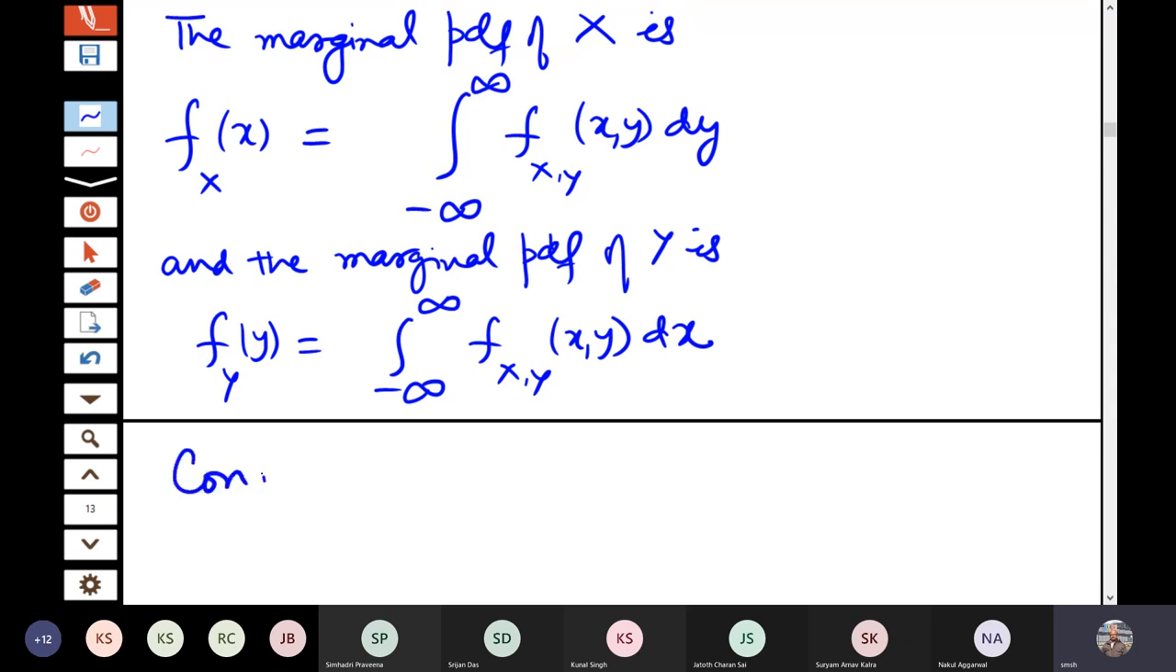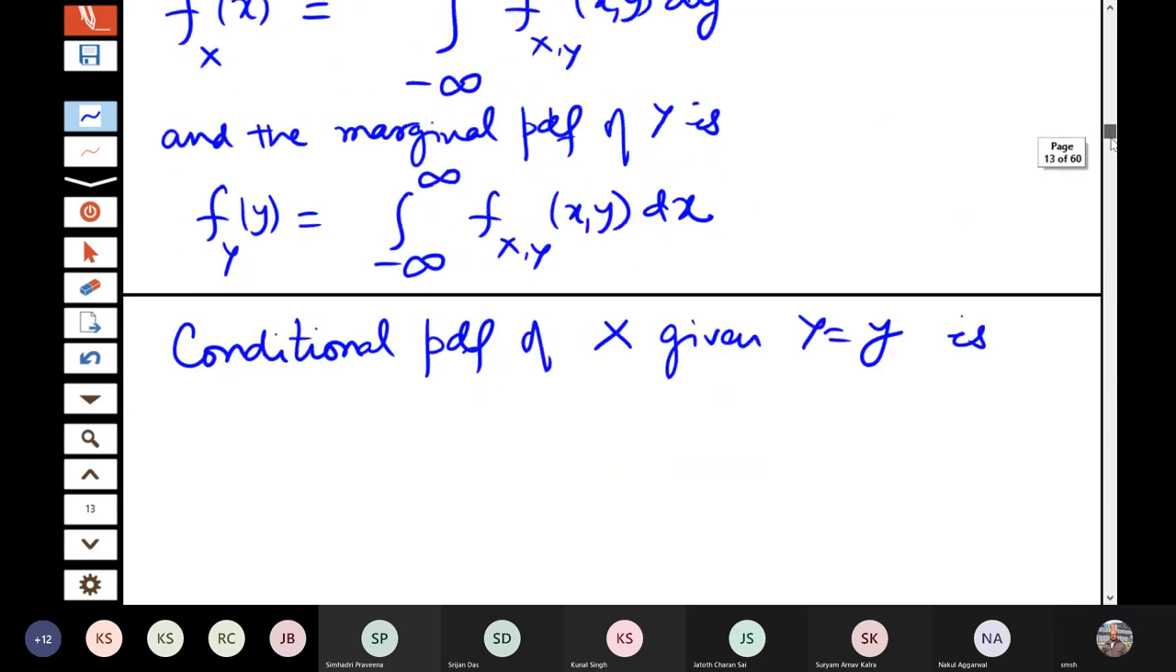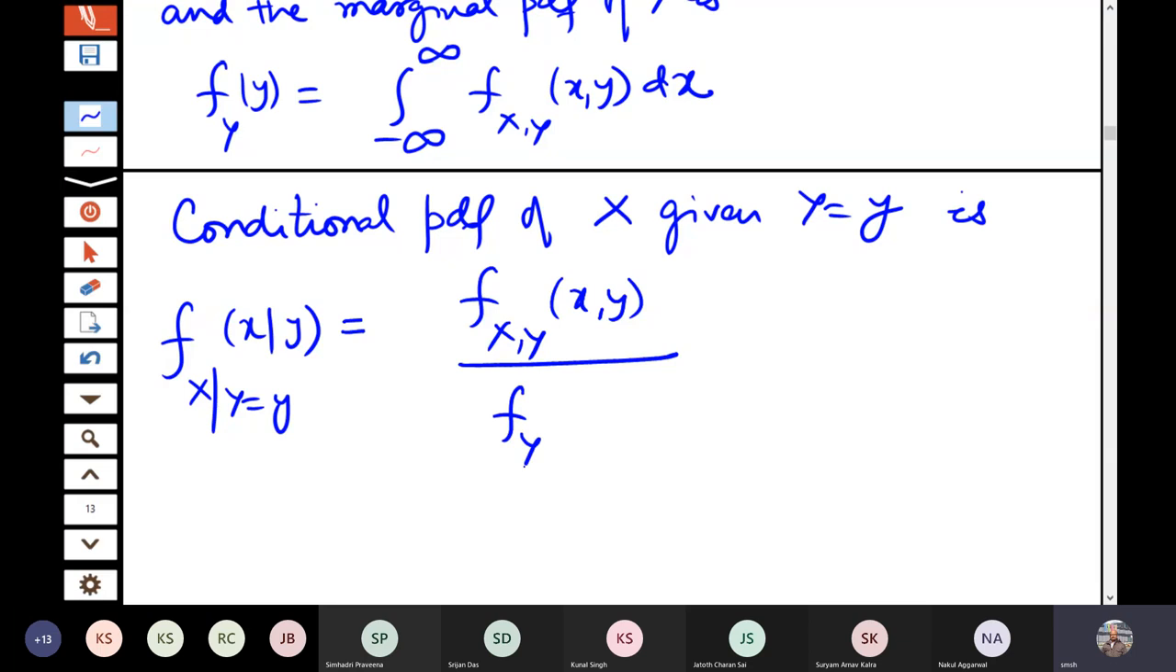You can also calculate the conditional densities. The conditional PDF of x given y equal to y is defined as f of x given y equal to y, that is the joint of x and y divided by the marginal distribution of y. And similarly, the conditional distribution of y given x.